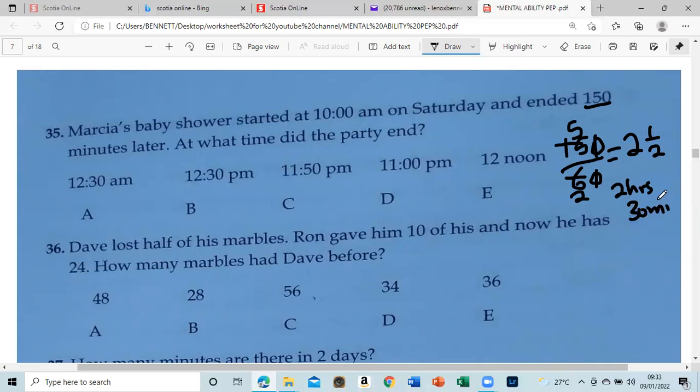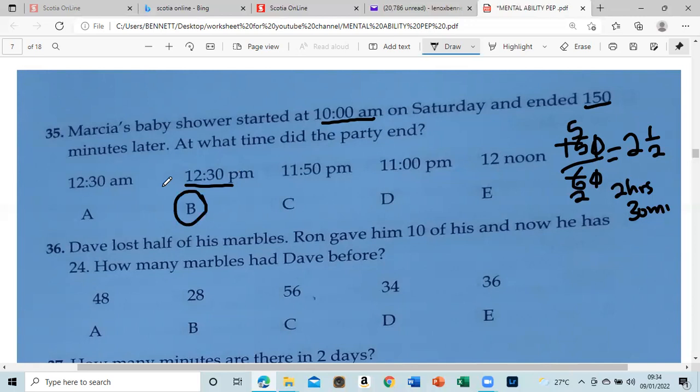So if it starts at 10, 2 hours would be 12, and another 30 minutes would be 12:30. However, because it starts at AM, that's in the morning, right? And then 12 p.m. is going to come first. So it's 12:30 p.m. So be very careful you don't write 12:30 a.m., alright? Because that would be in the early morning.